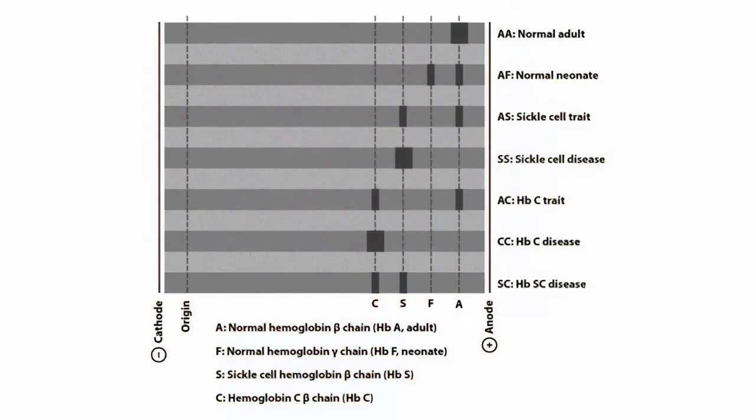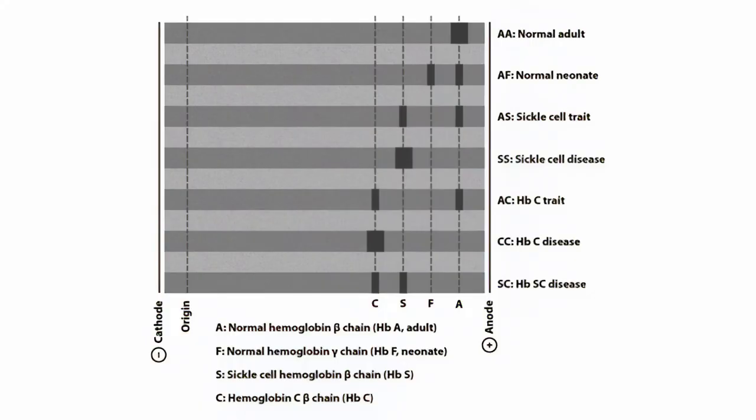So real quick, let's take a look at how we use hemoglobin electrophoresis to diagnose sickle cell and hemoglobin C and all these different combinations. Hemoglobin is a protein, so you can put a patient's hemoglobin in an electrophoresis gel on the left and apply an electrical current, and the hemoglobin is going to migrate toward the positively charged anode from left to right on this image.